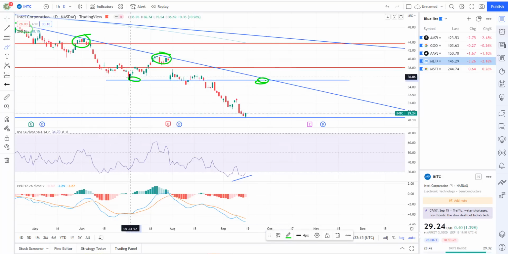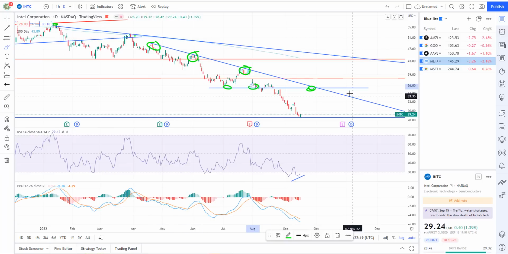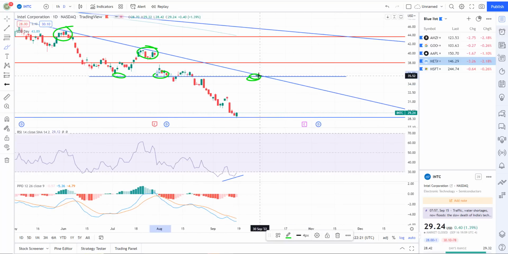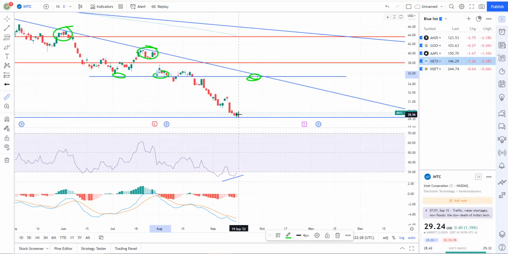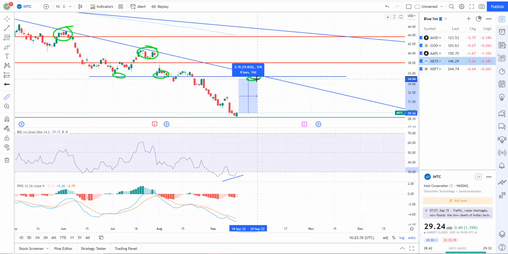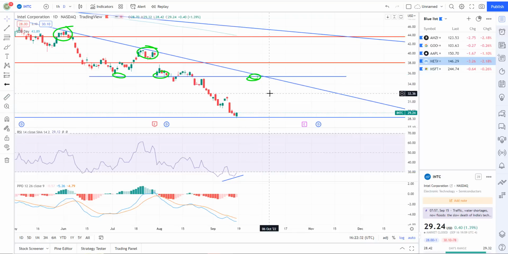You've got horizontal, this was support, should be resistance. You also have this downtrend line, so kind of double resistance right up in there. And that is about 35.50. So for where we're at right now, that's a rally of potentially 21%. Okay, so I like that as a potential target.